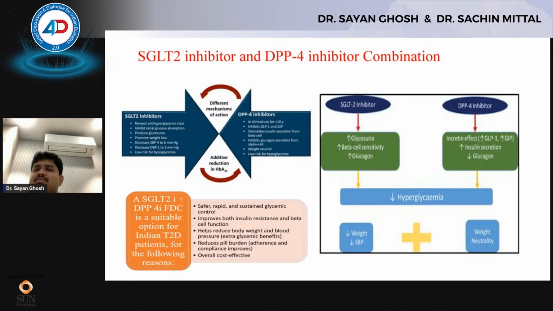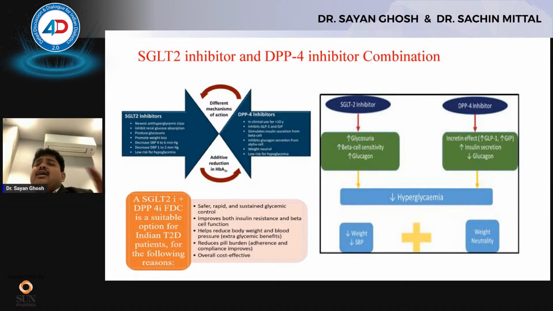Both can reduce the blood glucose level, and SGLT2 inhibitor in addition has some additional effects of lowering the blood pressure and lowering the body weight, and the DPP4 inhibitor is already weight neutral. There are very minimal side effects or adverse effects with the DPP4 inhibitor. So if we combine SGLT2 inhibitor and DPP4 inhibitor, that will be safer, with rapid and sustained glycemic control.